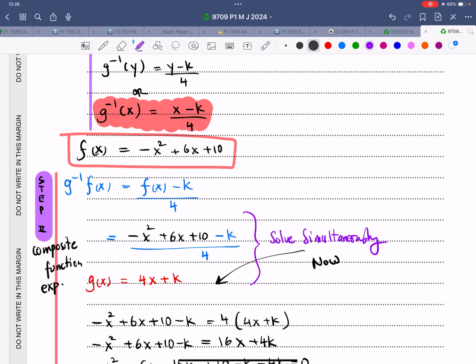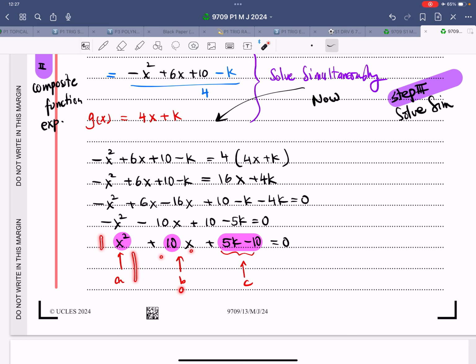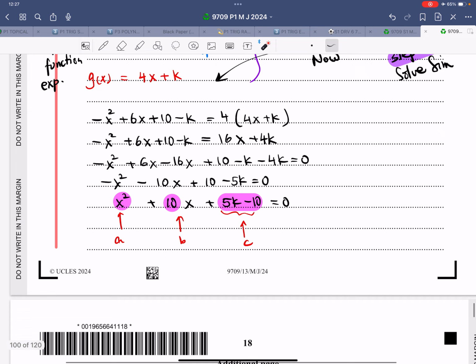And this is third. This is step number 3. Step number 3 is solve simultaneously. So you solve simultaneously, and you have an expression, which is right over here. That is x squared, plus 10x, plus 5k minus 10. The coefficient of x squared is 1, the coefficient of x is 10, and the constant term is 5k minus 10.